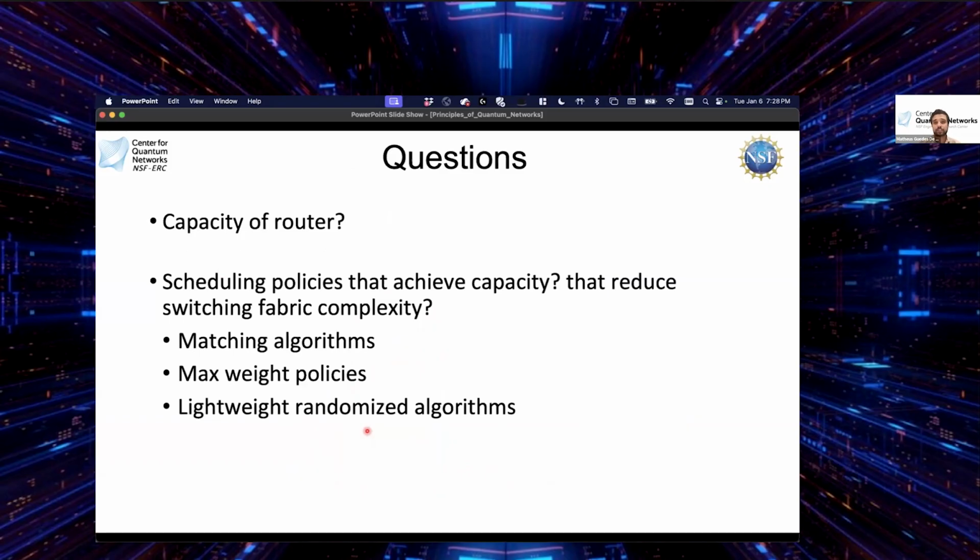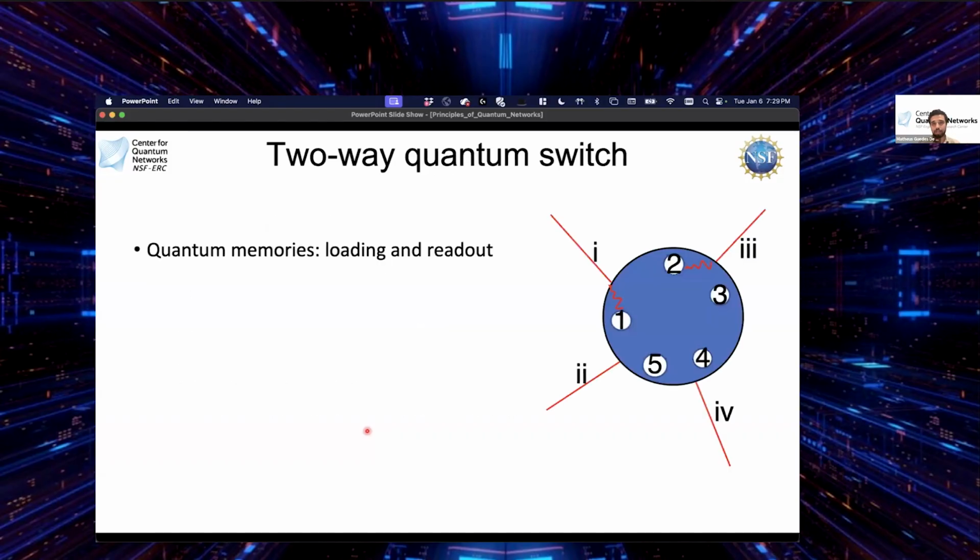There are interesting questions to ask here. For instance, what is the capacity of a router? Can we come up with scheduling policies that tell us how to switch packets from input ports to output ports so as to achieve the communication capacity of the router? Can we do that while also minimizing the complexity of the switching fabric? We answer those questions by looking at matching algorithms that match input to output ports, max weight policies for scheduling, and also lightweight randomized algorithms that allow us to serve our packets with a reasonable overhead.